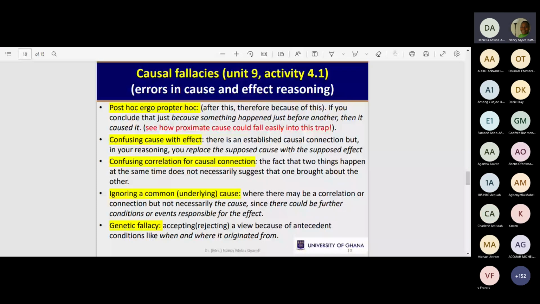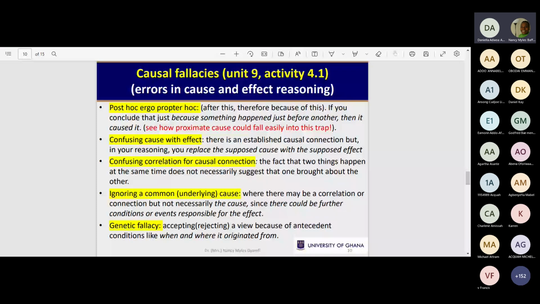Overlooking, ignoring a common or underlying cause. My roommates both have laptops and they both got A's in their UGRC 150. So if I want to get an A in this course, I should get a laptop as soon as possible.